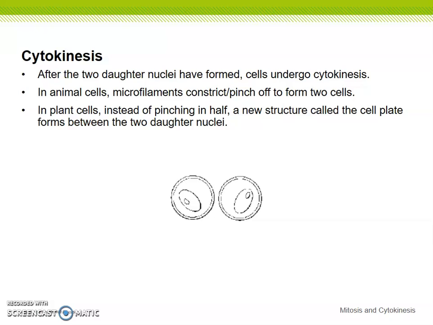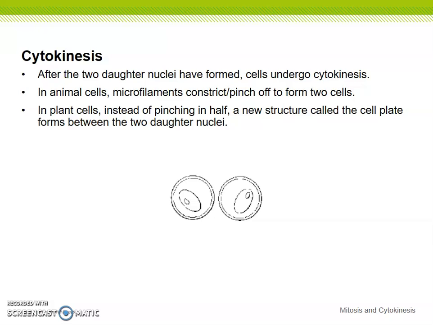In animal cells, microfilaments, similar to the cytoskeleton, will start to form in the middle and they will constrict and pinch the cytoplasm into two, kind of like dividing one really big piece of Play-Doh into two smaller pieces of Play-Doh. In a plant cell, they can't pinch in half the same way because they have that cell wall.